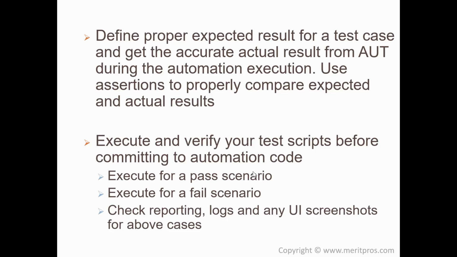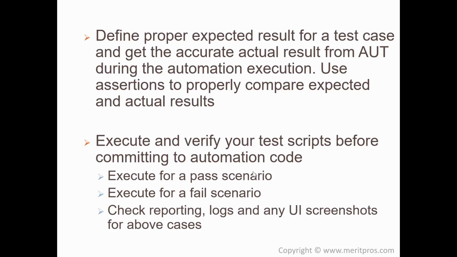Then one more thing. With all this, let's say you have a proper test case automated. Even though, you need to do a few things before adding that to your test suite, before making a commit and adding that to your master branch. So once you have a test script ready, before committing that to your automation code, execute it for a pass scenario. Let it run, then make sure that it is going to pass. Then make sure that in a pass scenario, everything is properly generated. Any logs in reporting, any screenshots, everything is coming up properly.